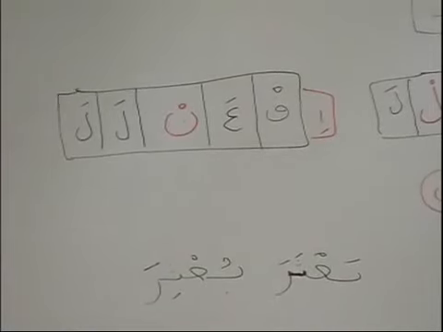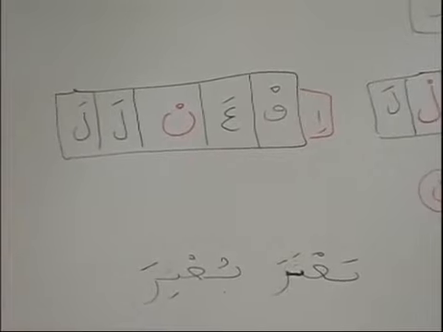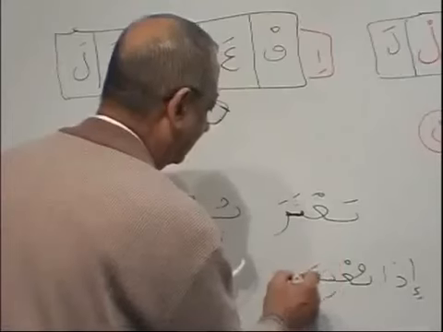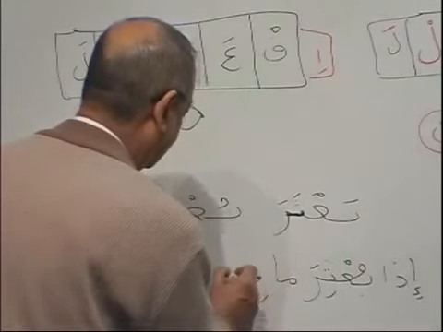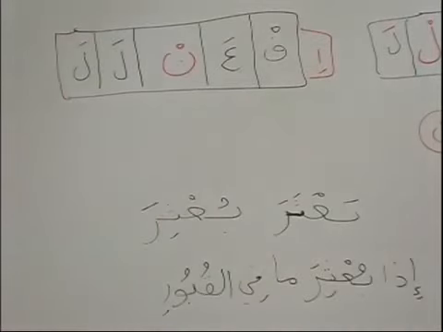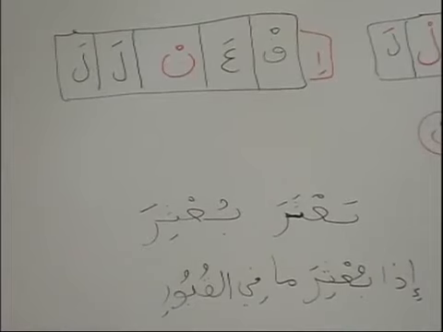Remember this verse? Afala ya'lamu idha bu'thira ma fil qubur. Idha bu'thira ma fil qubur. Brothers and sisters, so what is bu'thira? Fi'lun madin lil majhul. Are you with me? When it is majhul, what do you look at? Na'ib fa'il. Where is the na'ib fa'il? Ma. Ma is your na'ib fa'il. Got the idea? This ma al-mawsula is your na'ib fa'il. And fil qubur, jar majrur, silatul mawsul. Are you with me? Silatul mawsul.